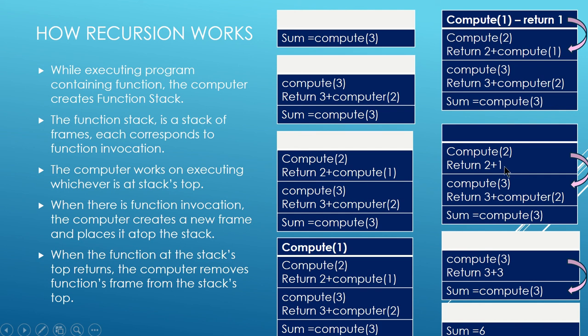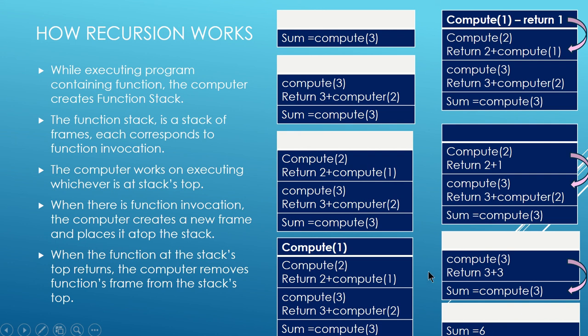When it returns the value, it will be evaluated and this frame will be removed. Whatever the result, it will be passed on to the previous frame. So compute of 2 is the value 3. Then 3 plus 3, and that frame will be removed and the value returned to the last one. Compute of 3 now has the value 6, and it will also be removed.